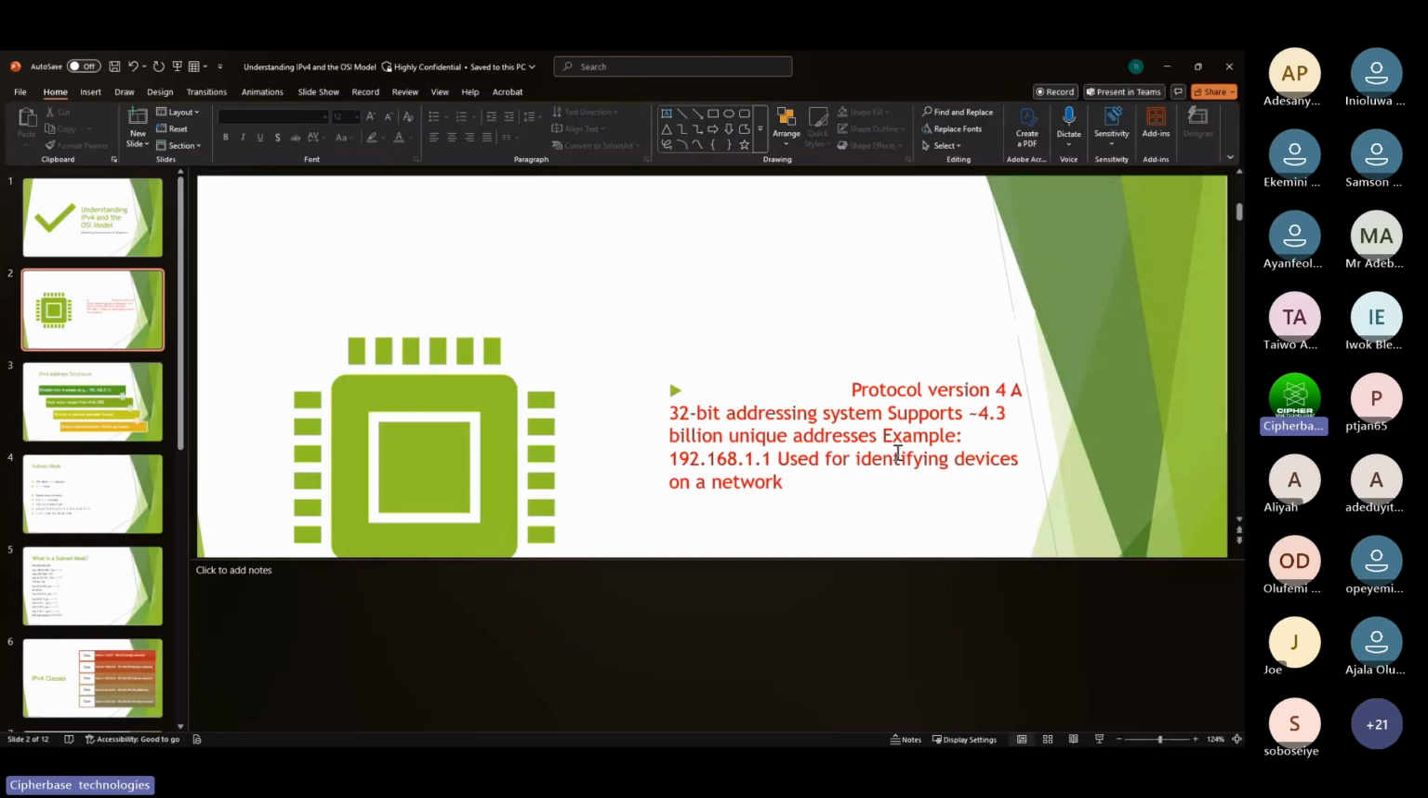I know many of us understand IP4 very well. I understand that, but at least just listen very well so we can ask ourselves questions and try to understand what IP4 is all about. So now I'm going to start. What is IP4?